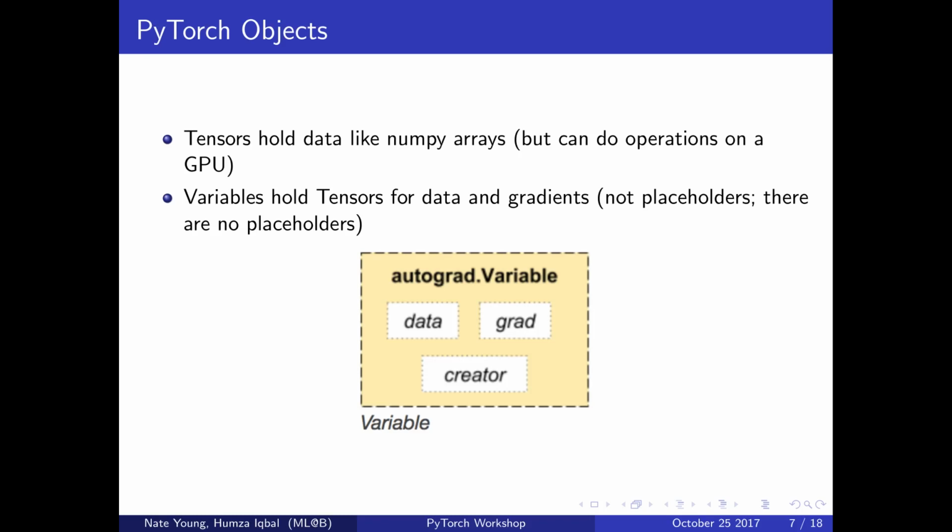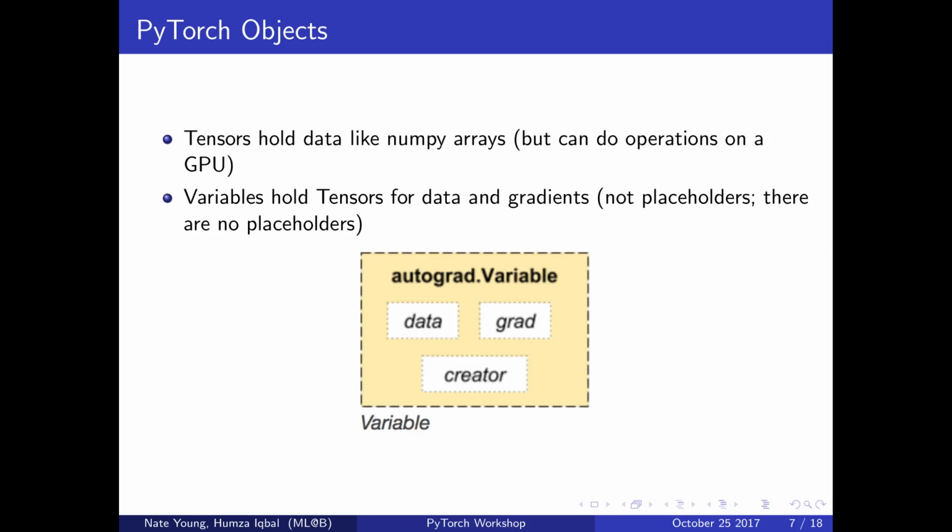So inside a variable, you have three things. You have the data. That's fairly obvious. You need that to pass it around. The gradient, called grad here. Again, we'll need that for when we update our model, when we use some sort of optimizer. We'll see again what that looks like shortly.